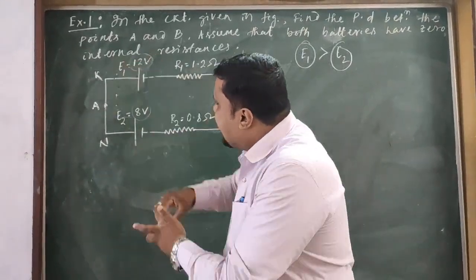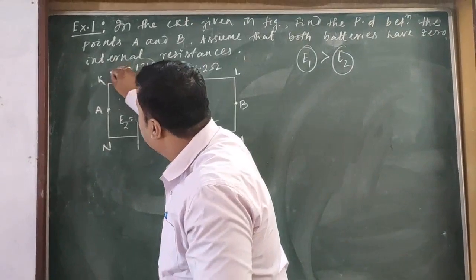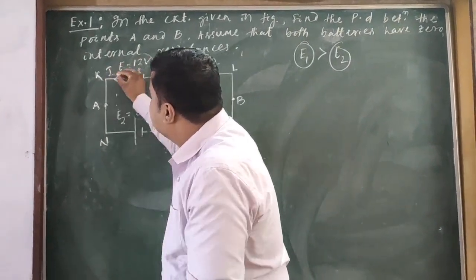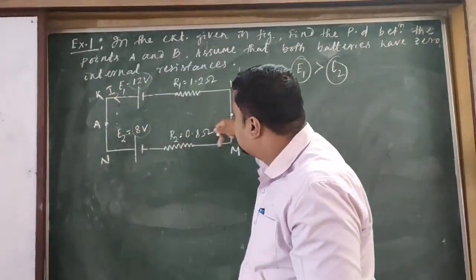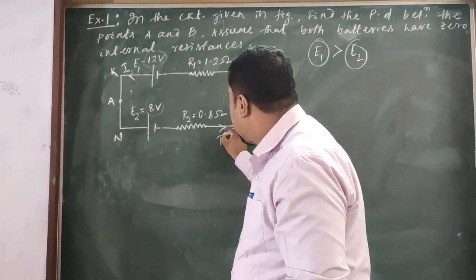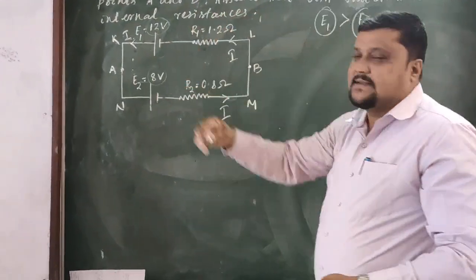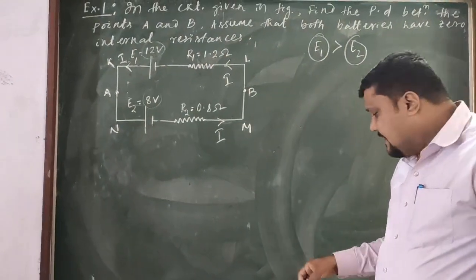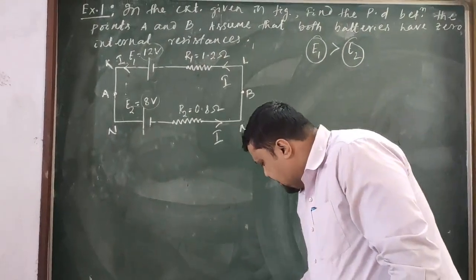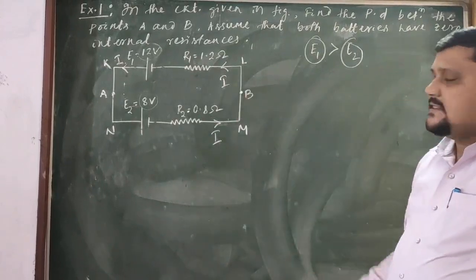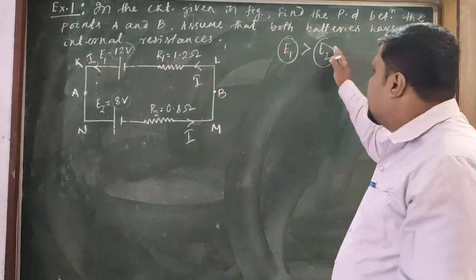So I can say the current will be in this direction. The current is from this cell and it goes along the path like this, and this comes to I like that. The current flow direction is like this. We will consider this. Next, after knowing the current direction, we apply Kirchhoff's law.